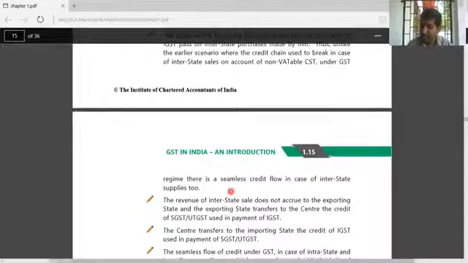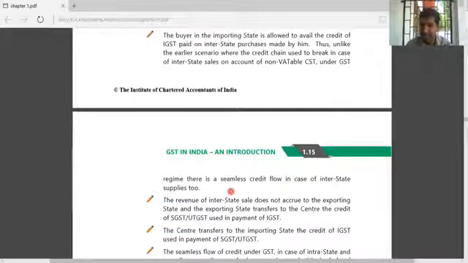So we have discussed that in the earlier tax regimes of VAT and service tax, central government taxes could not be set off against state government taxes. But here, even against central government taxes, say IGST I have to pay to the central government, SGST I have to pay to the state government, but still against IGST I can set off SGST.